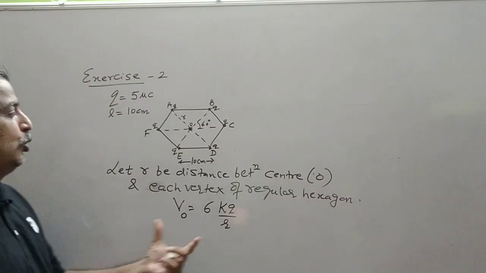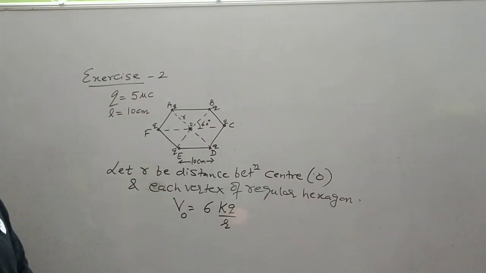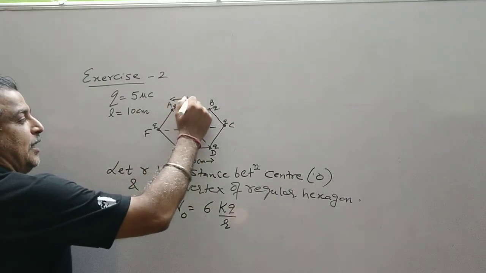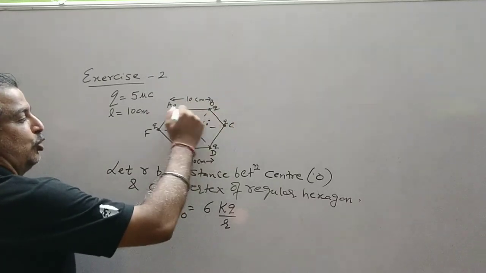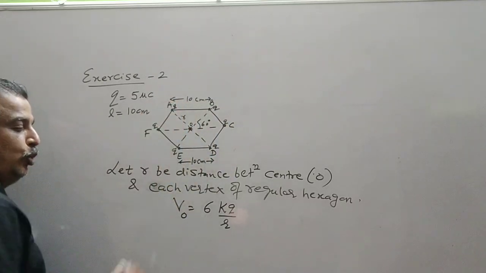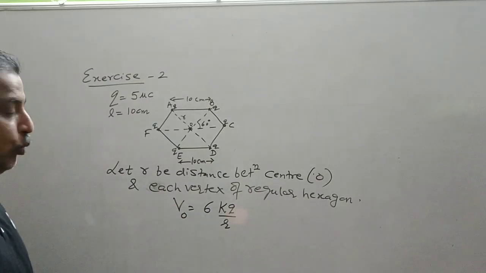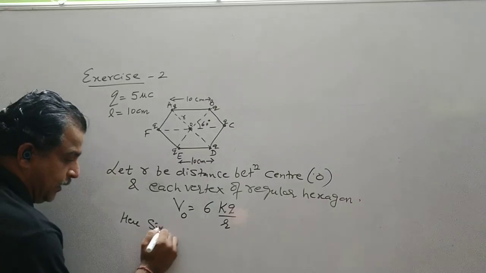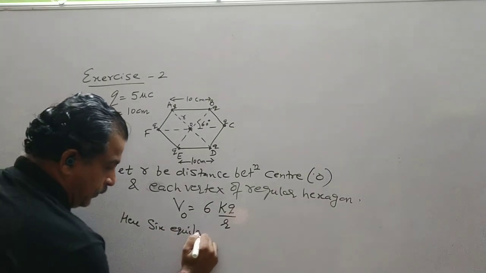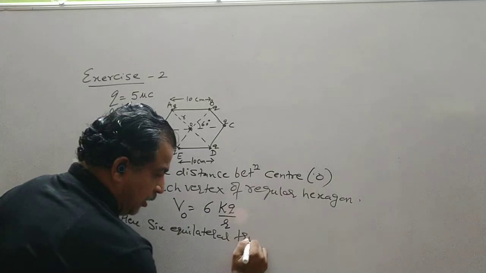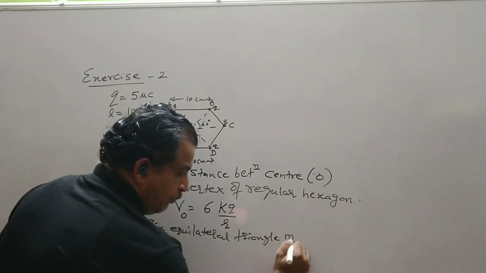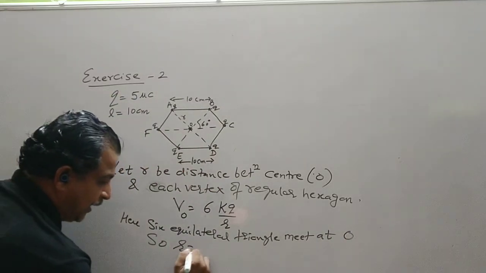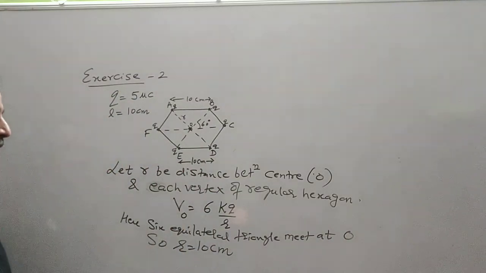So now we substitute these values. Because it is an equilateral triangle, if this is 10 centimeter, then AB is equal to BO is equal to OA. So R is also equal to 10 centimeter. Here 6 equilateral triangles meet at O. So R is also equal to 10 centimeter.